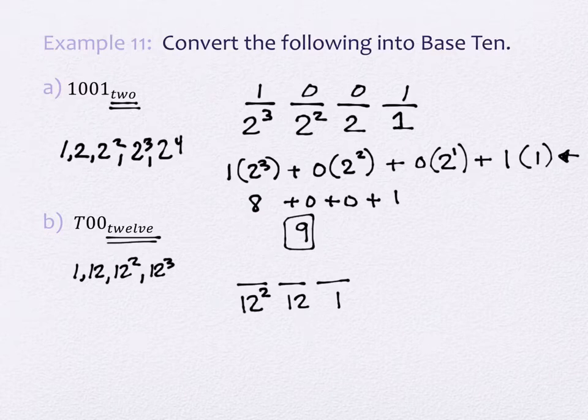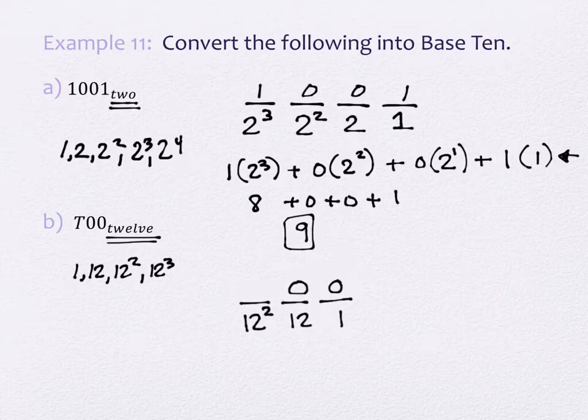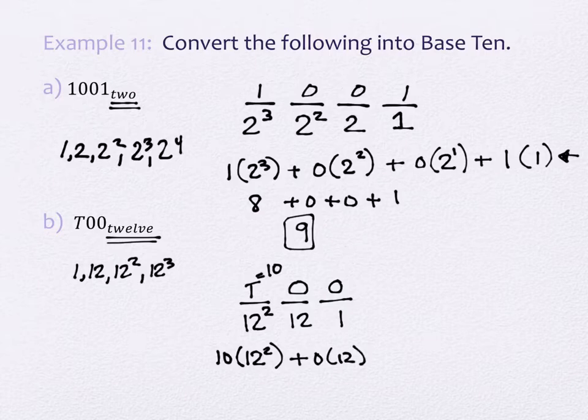Now, the number in the 1's and 12's places are zeros. The number in the 12 squared place is actually a t. What is t? 10. It's 10. So you can write the t if you wish like that. You can write the 10. Down here, we need 10 of them. We have 10 12 squareds, plus 0 12s, plus 0 1s. That's expanded form.